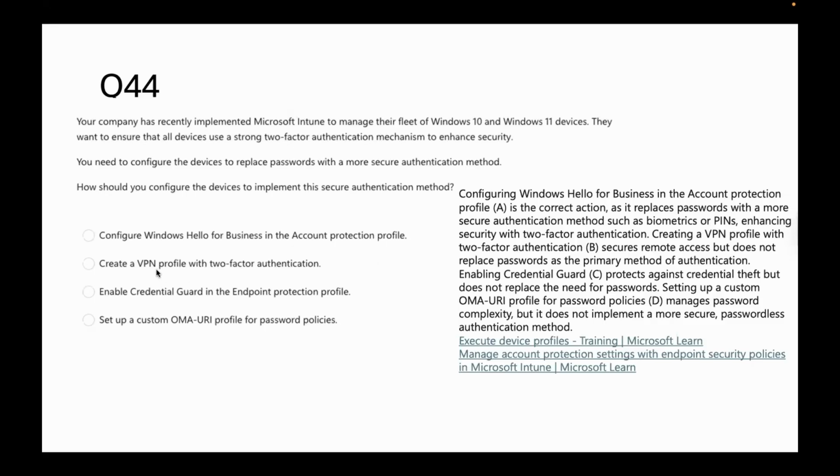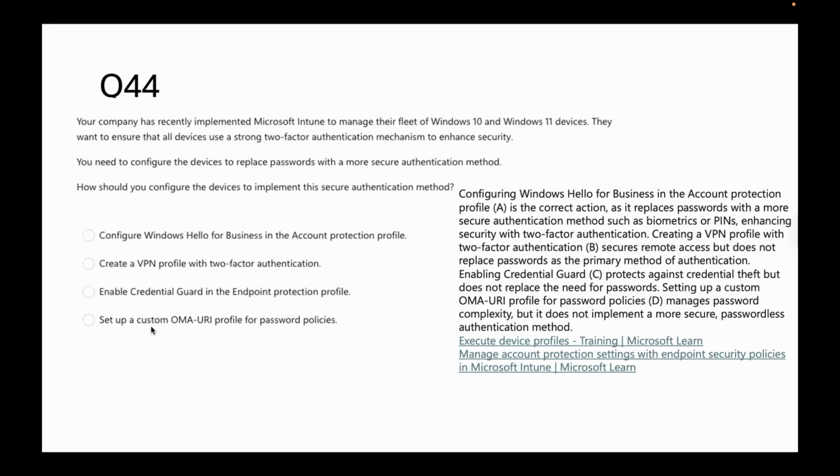The second one is the VPN profile. If I talk about this VPN profile with two-factor authentication, that secures the remote access but does not replace the password as the primary method. So this is not going to be the correct one. If I think about Credential Guard in the endpoint protection policy, that protects against credential theft, but does not replace the need for passwords. So again, that is not going to be the correct answer.